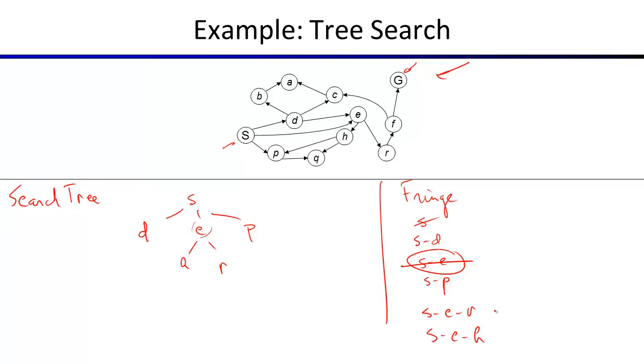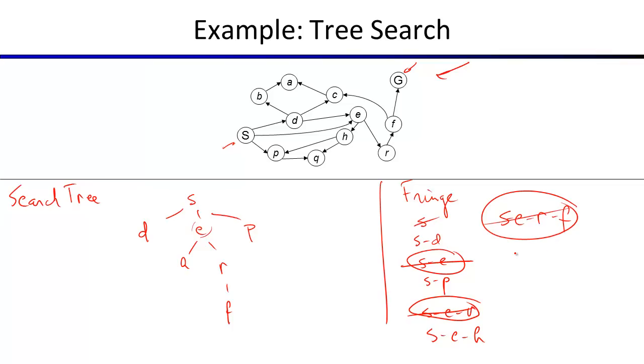We need to pick one of them. What's your pick? Somebody picked H, but that's kind of a poor choice. Anybody want to make a different choice? R, all right, let's go with this one here. Pull that one from the fringe. That one disappears from the fringe. Its successors go onto the fringe, so we get SERF. Only one successor. Again, four on the fringe. We pick one. How about we pick SERF, this one here.